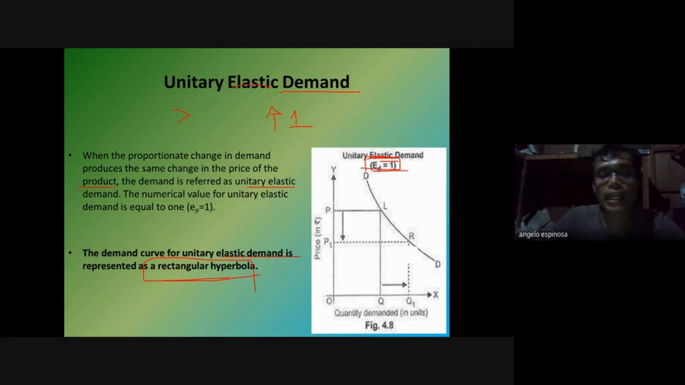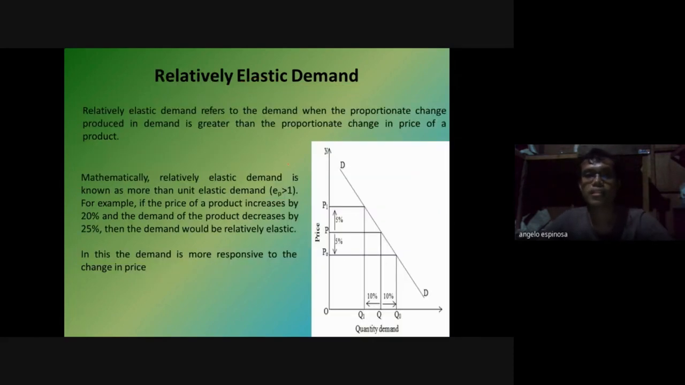So, anong dahilan kaya nagkakaroon ng increase in the quantity demand? Because the price is decreasing. Okay? The price is decreasing. Yeah. As you can see here, no, there is an increase from here. Nagkakaroon ng increase in the quantity demand. So, bumaba ang presyo. Okay? So, that is equals to 1. Sino ang 1 dito? Itong quantity demanded. Okay? Next is we have relatively elastic demand.